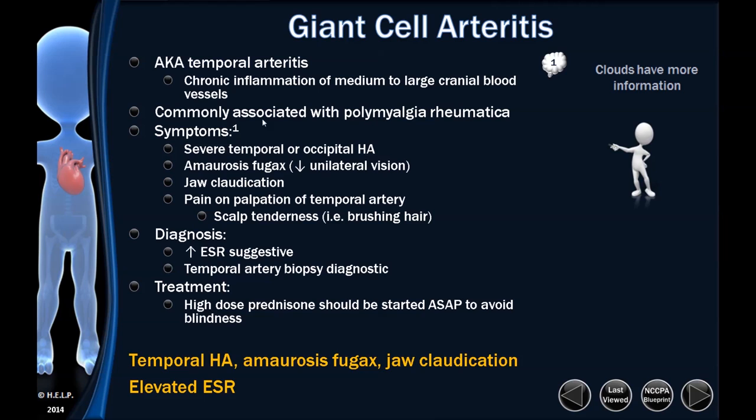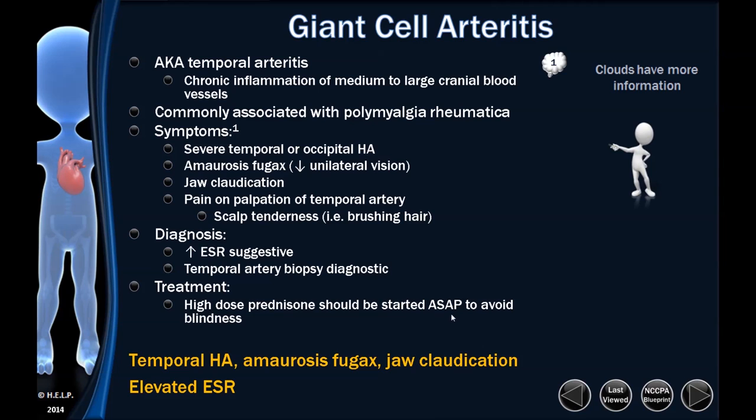So they often get severe temporal or occipital headaches. They get amaurosis fugax, which is a unilateral decrease in vision. They get claudication in their jaw, so when they're chewing and eating food, they start getting pain in the jaw. Think giant cell arteritis. And this was the hair brushing. They'll have an elevated ESR. Temporal artery biopsy is diagnostic for giant cell arteritis. It leads to blindness if not treated, so as soon as you know they have this, high-dose prednisone is started to avoid the blindness.